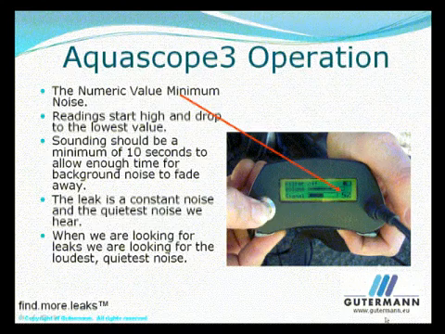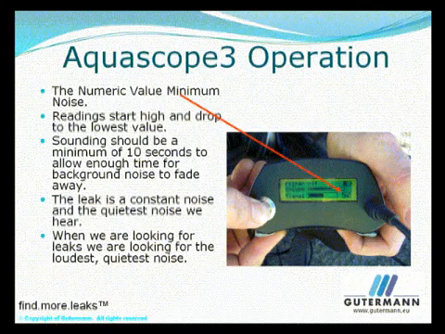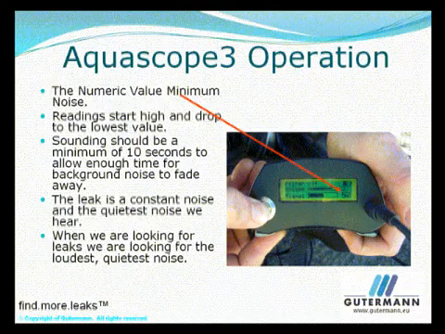Minimum noise profiling. The numeric value displayed on the front panel of the Aquascope 3 is a noise level, based on minimum noise profiling. That means the number latches to the quietest sound heard. It does this because a leak is a constant sound that never goes away. Other noises often come and go, drowning out the sound of a leak for a short while, but the leak noise is in the background and is always there. So when we're looking for a leak, we're looking for the loudest, quietest noise.